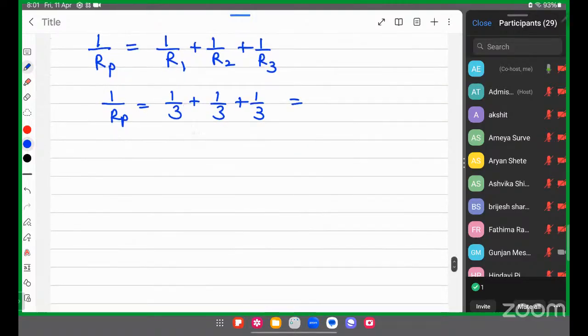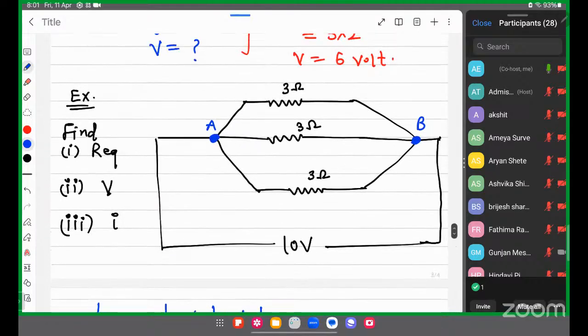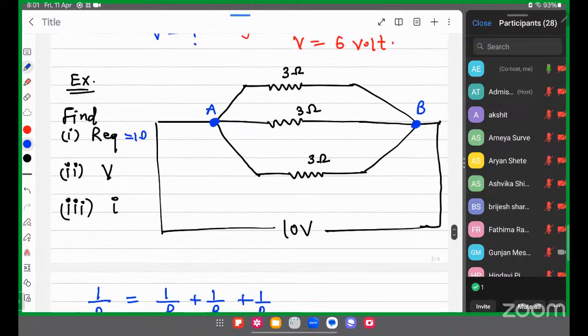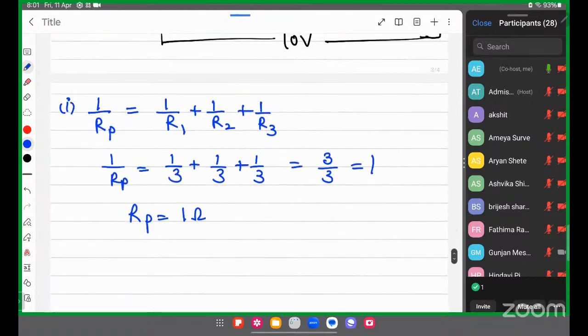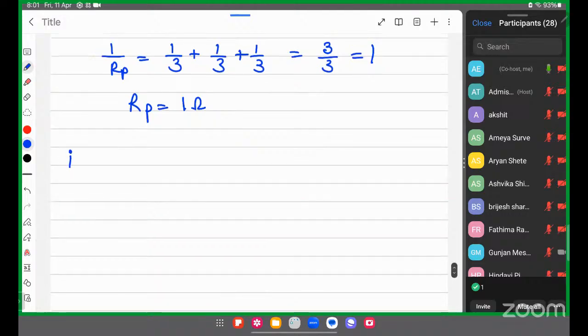1 upon Rp is 1 by 3 plus 1 by 3 plus 1 by 3, which will be 3 by 3, which is 1. So net resistance in this combination will be 1 ohm. So R equivalent is 1 ohm. And now we can work on the second part of the question, which is about the potential.